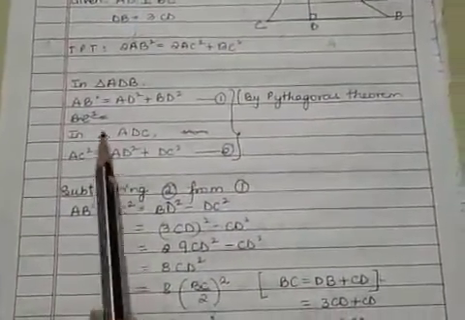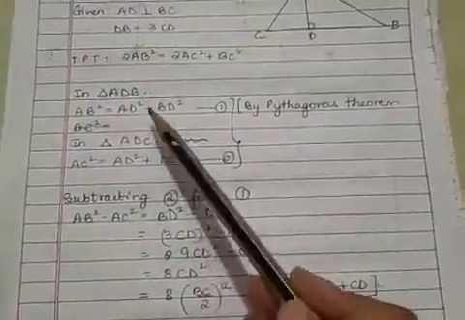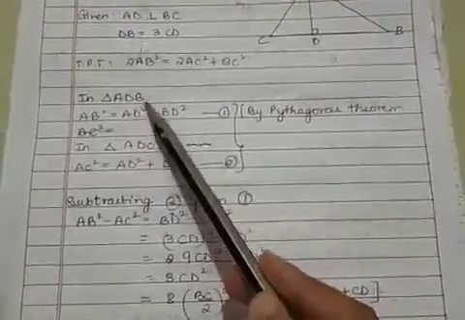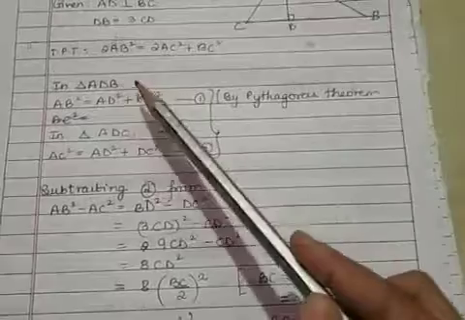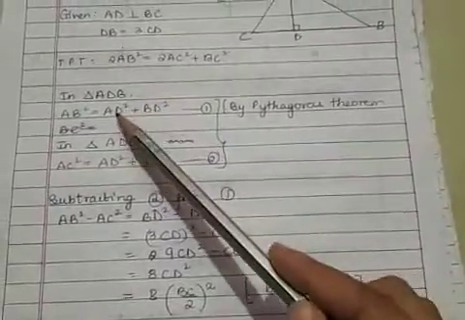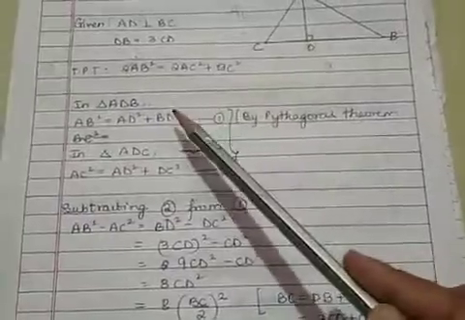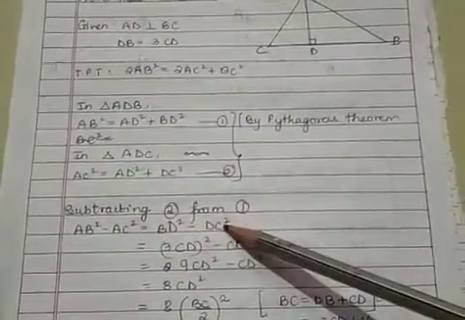So we get here AB square minus AC square is equal to... I am doing this because I can cancel these terms here. These are not required for us. So when I do that, I get AD square minus AD square which will get cancelled. And what remains is BD square minus DC square.